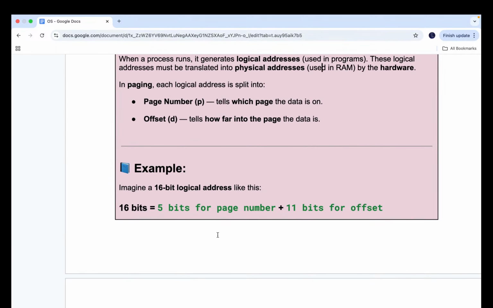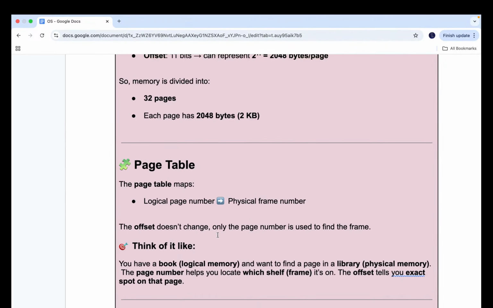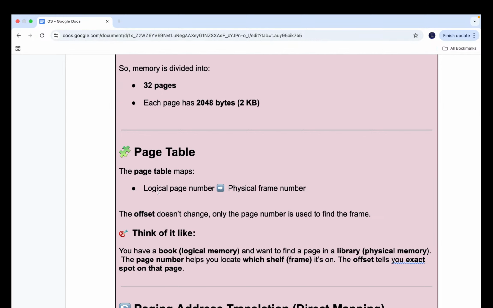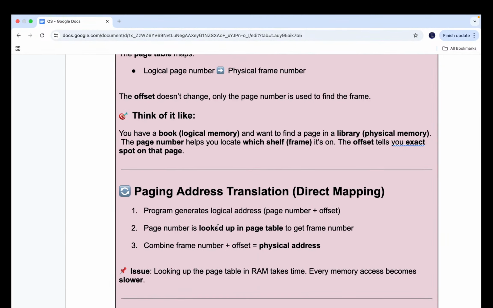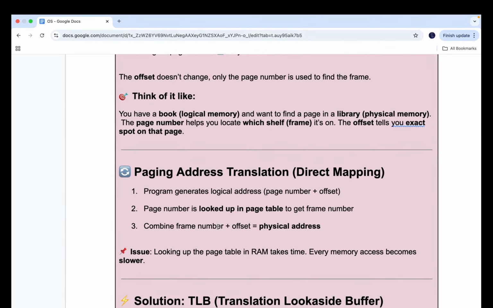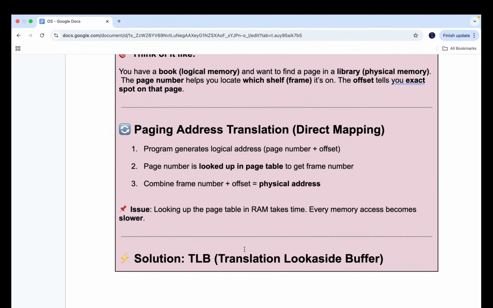Imagine a 16-bit logical address. Page table: the page table maps logical pages to frames. Paging address translation, direct mapping: the program generates logical addresses, the page number is looked up in the page table, and combined with the offset to give the frame address.